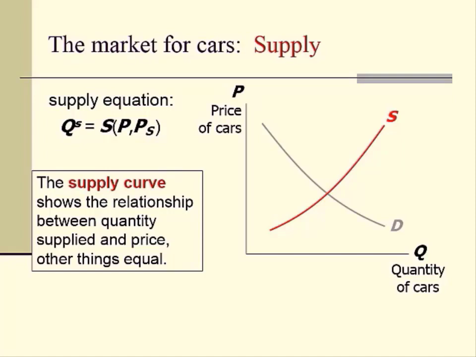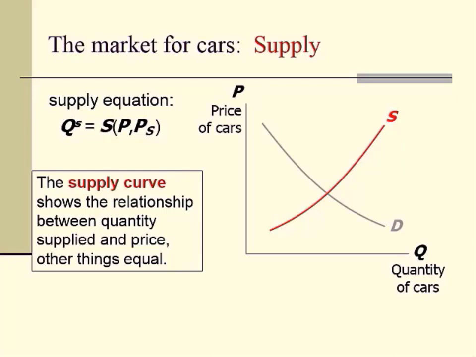So there are two variables that determine how quantity supplied changes. One is its own price, that is, the price of new cars; by the law of supply, it has a positive relation with quantity supplied. On the other hand, the price of steel should have a negative relation with quantity supplied.